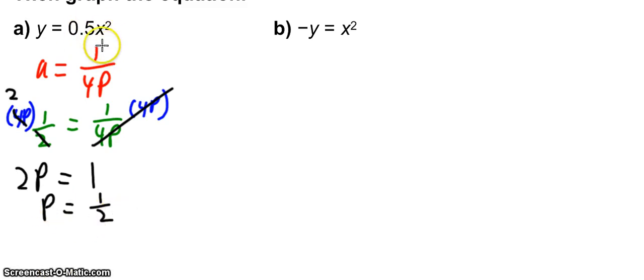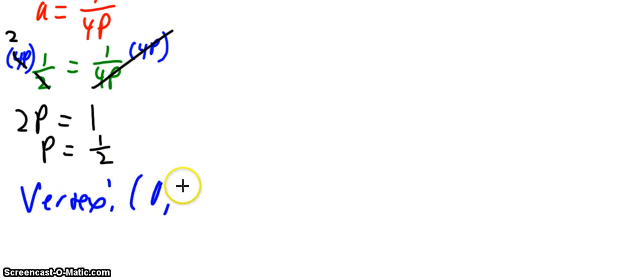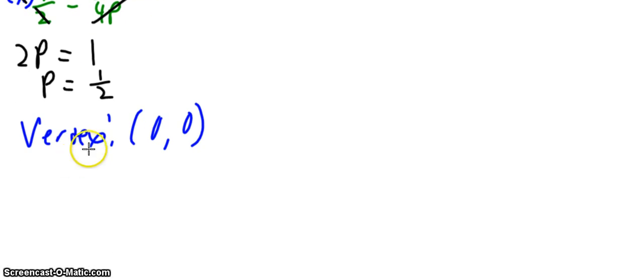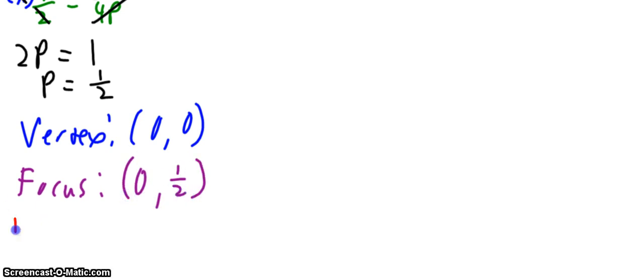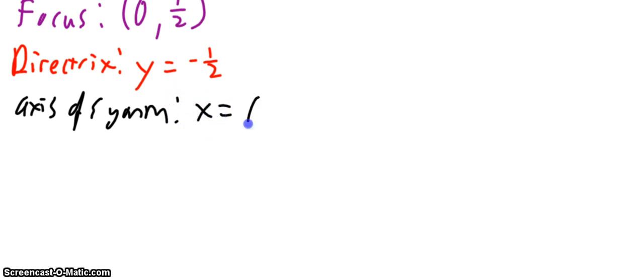This is a positive a value, so that means the vertex is at (0, 0) and the focus has to be a distance of p above that. So the focus will be at (0, 1/2). The directrix will be a distance of p below that. And we know the axis of symmetry is the h-coordinate of the vertex. So that's x equals 0.